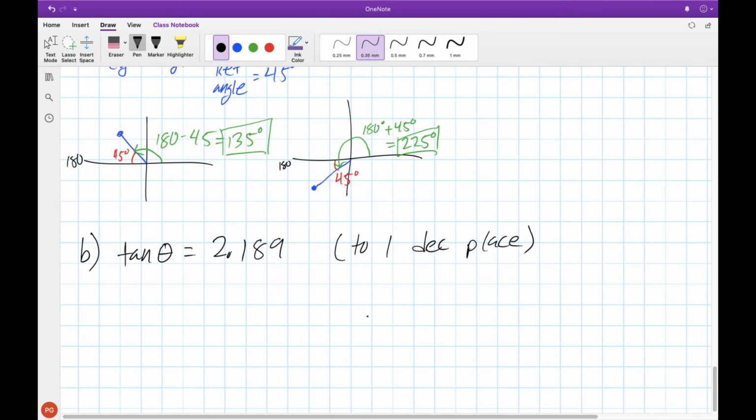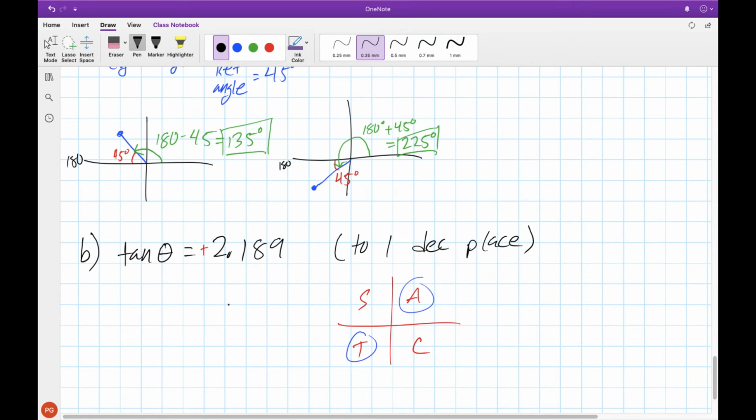Our next example involves a trig ratio with a value that is actually a decimal, not an exact value. We start off in a similar way, where we want to think about where tangent is positive in this case. Using ASTC, we can see that tangent is going to be positive in quadrant 1 and quadrant 3.